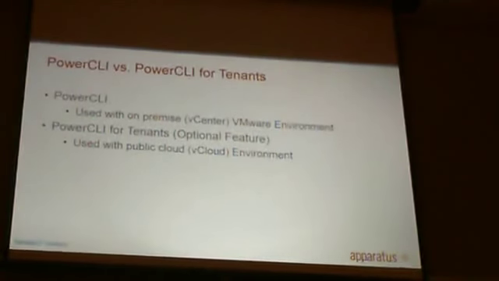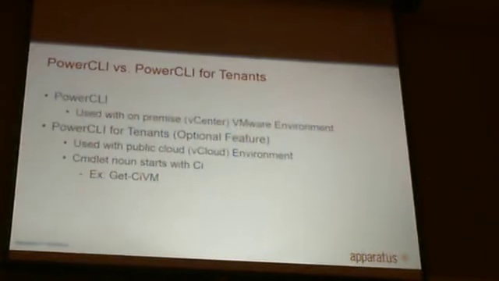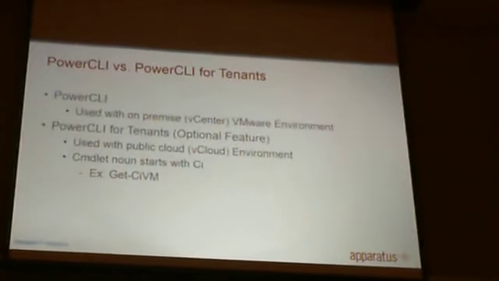A big one I work with within Indiana is BlueLock. They use VMware vCloud as their platform, so I can interact with that public cloud environment using PowerCLI for tenants. The commandlets are a little bit different, and the main difference is that the noun of the commandlet, since all PowerShell commandlets are verb-noun, starts with the CI prefix. So you'll have something like Get-CIVM, which in PowerCLI would be Get-VM.